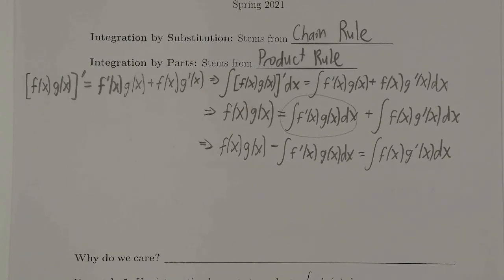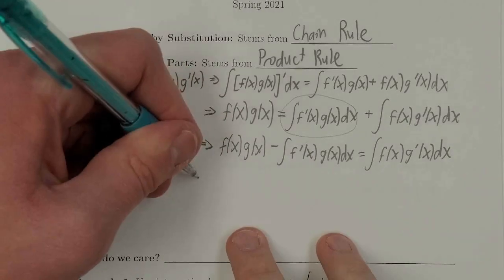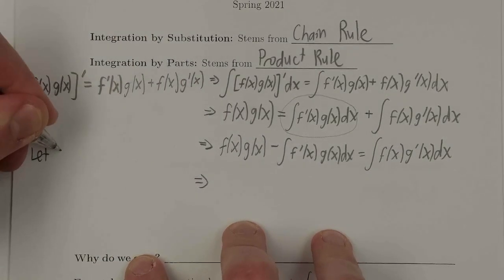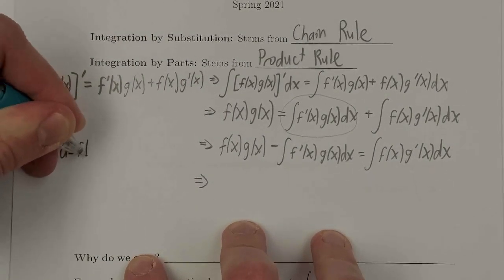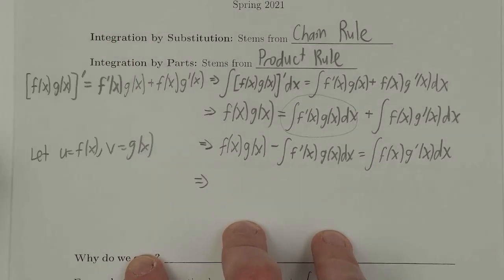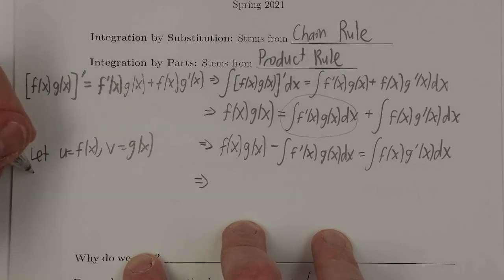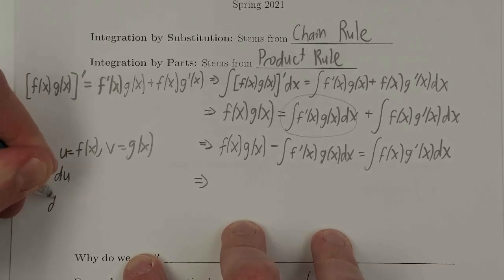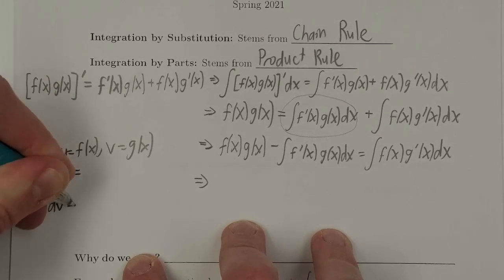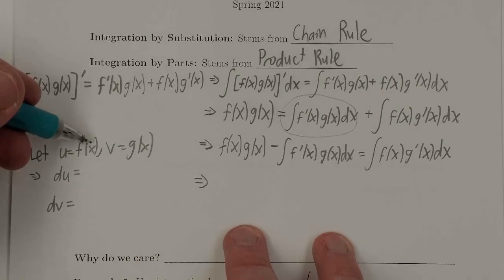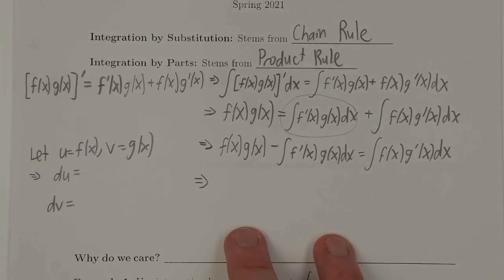Now here's what I'm going to do. I'm going to let u equal f of x and v equal g of x. So then what does this get us? We can get du and dv. If we recall similar techniques that we've been doing with the substitution method, then if u equals f of x, then du equals what?